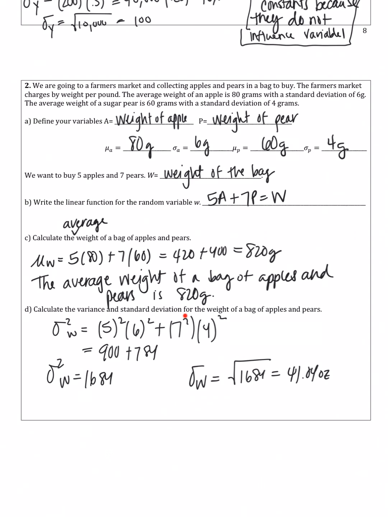Calculate the variance and standard deviation for the weight of a bag of apples and pears. Okie dokie. We take the coefficient, square it, plug in the corresponding standard deviation and square it. Take the coefficient, square it, plug in the corresponding standard deviation and square that too. We get 1,684. Take the square root to find that standard deviation of 41.04.